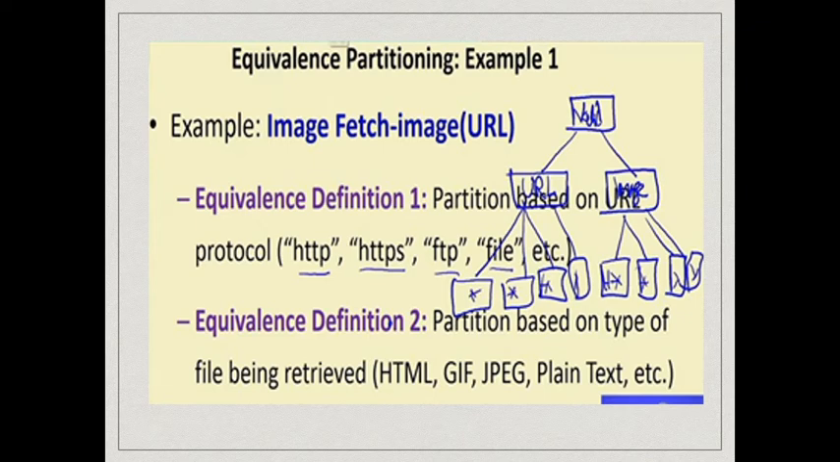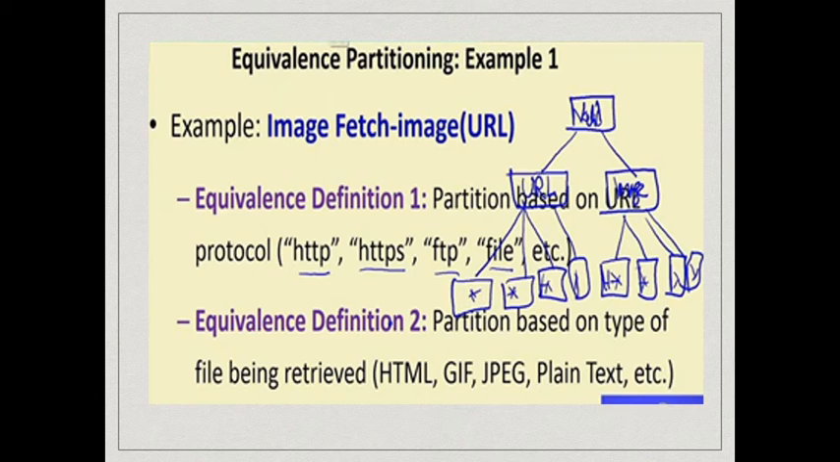Now let's look at another example. Let's say we have a function. The name of the function is fetch image. We give a URL, that is the website address, and the function fetches the image and returns the image. So based on the simple description, what are the equivalence classes? One is of course the valid set and another is the invalid set. But I am just asking what are the set of valid equivalence classes for this fetch image.